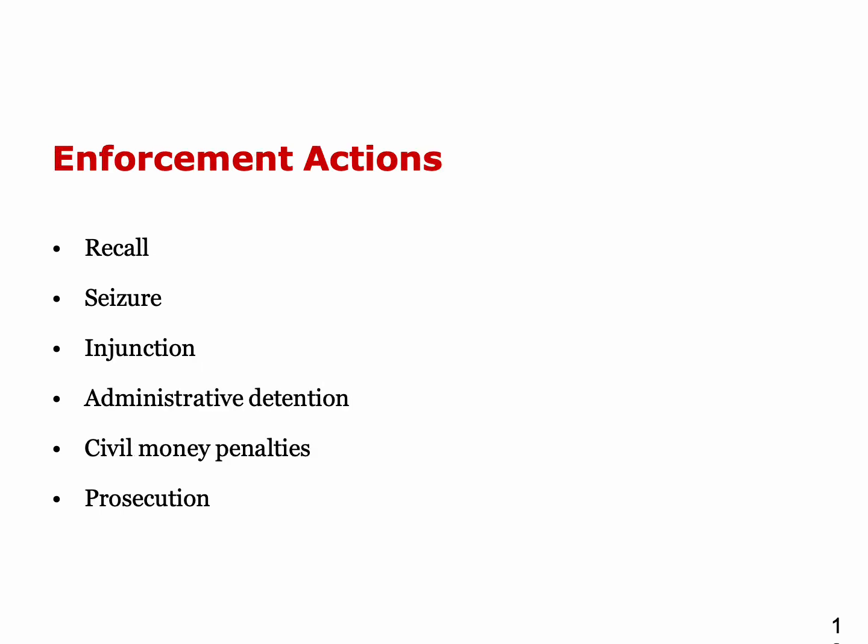So the examples of enforcement actions that can be done by regulatory authorities such as FDA, Health Canada, EMA, etc. are the following: recall of the product, seizure of the batches, injunctions of the company, administrative detention, civil money penalties, and of course prosecution.